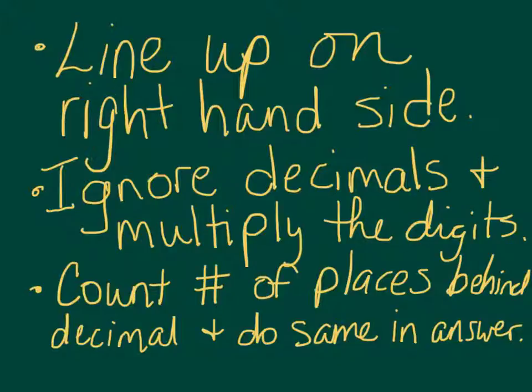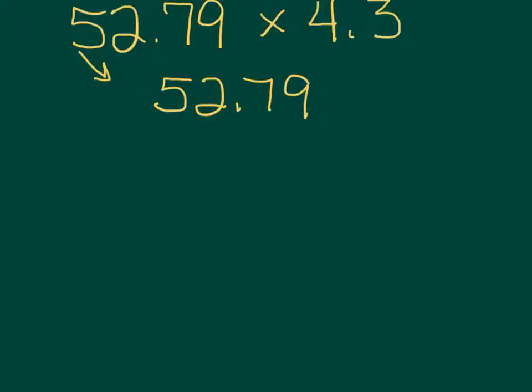With multiplying decimals, we're going to line them up on the right-hand side. We're going to ignore the decimals and just simply multiply the digits. Then at the end, we're going to count the number of places that are behind decimals and put the same number in the answer. So let's look at this. Here we have 52 and 79 hundredths times 4 and 3/10. Again, I'm going to bring down the first number, which is 52 and 79 hundredths. And now I'm going to line up the second number.